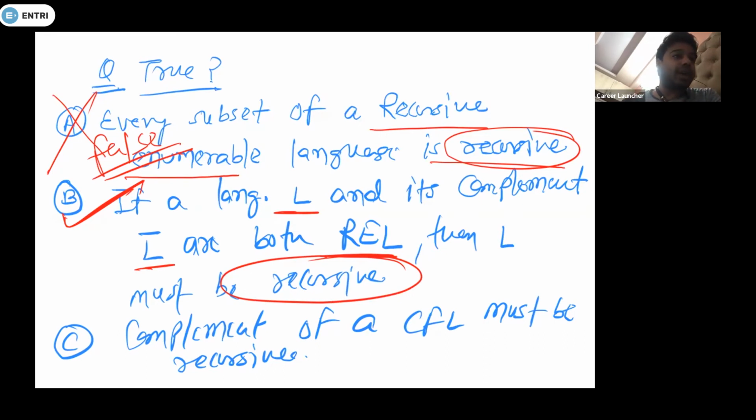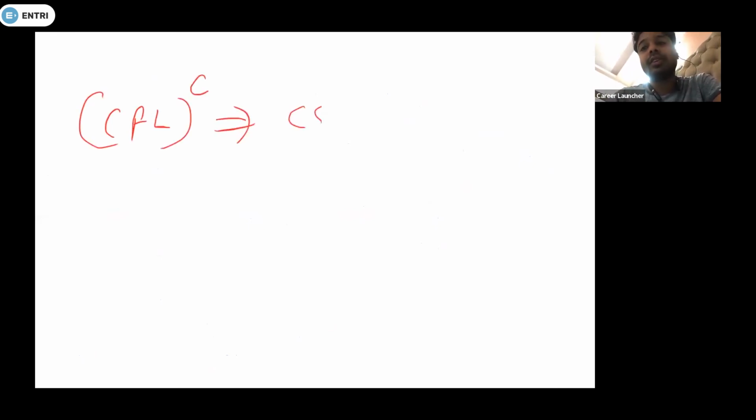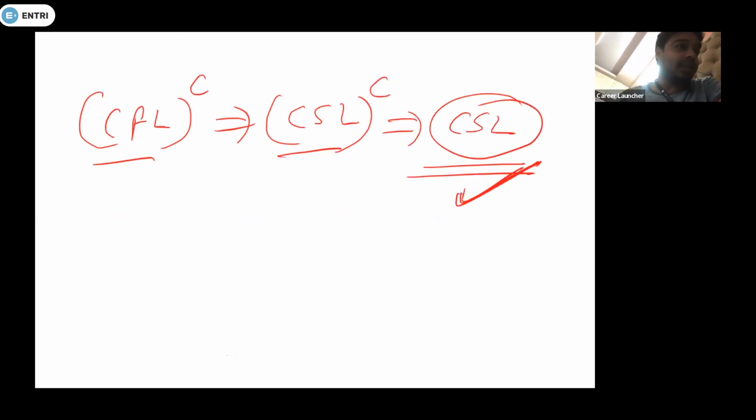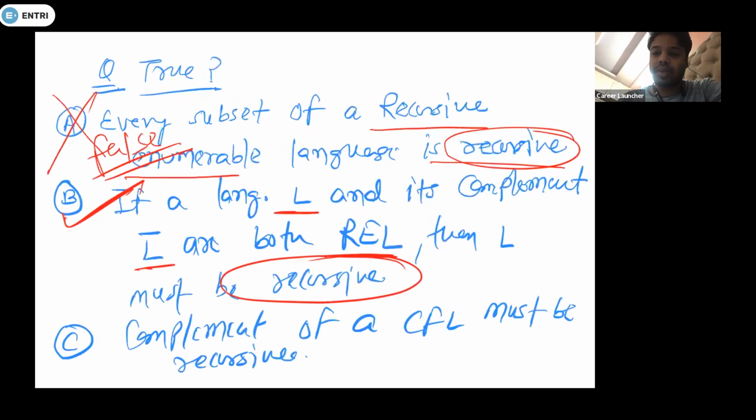Complement of a CFL must be recursive. So let's see this one. Every CFL is CSL, and the complement of a CSL is CSL, because CSL is a recursive language. The complement of recursive is recursive. So C is the correct one. Complement of a CFL is recursive. Yes.